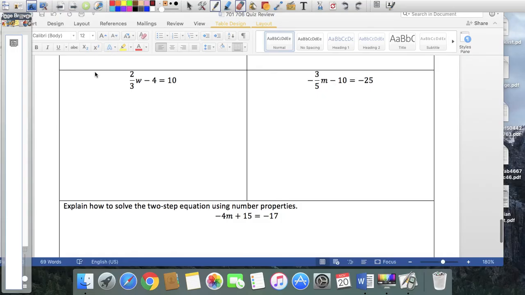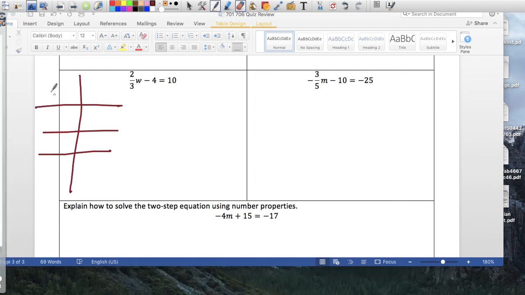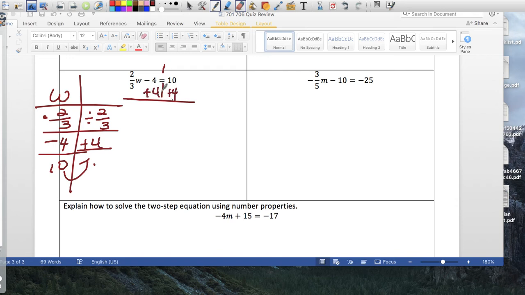So over here, okay, this story does help. You have w, which is being multiplied by 2/3, subtract 4, gives me 10. Inverse operation would be plus 4, divide by 2/3, and then gives us our mystery number. So let's show that here. First thing, plus 10, no, not plus 10, plus 4. So it's plus 4 over here, plus 4 over here. Those two cross out. I get 2/3 w equals 14.